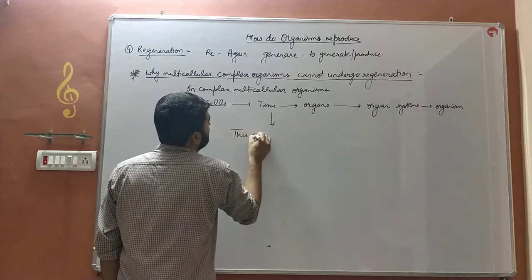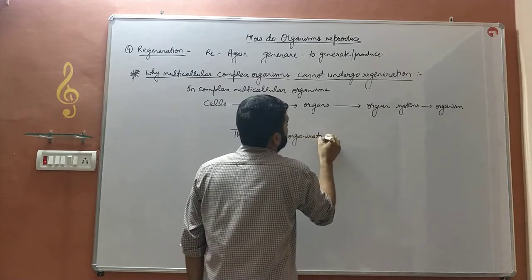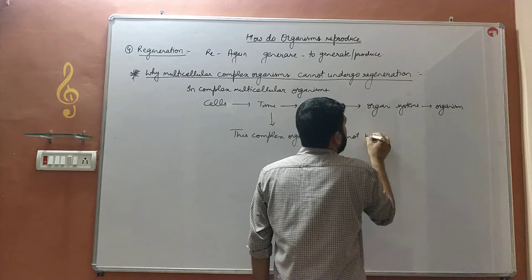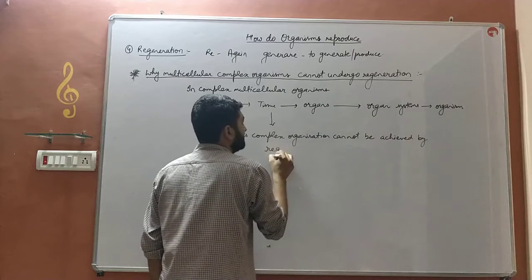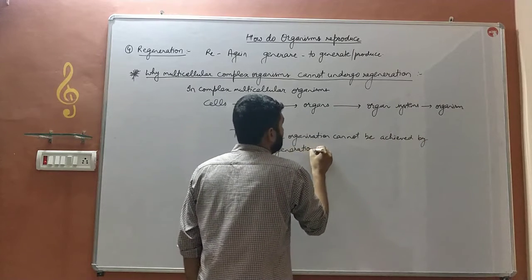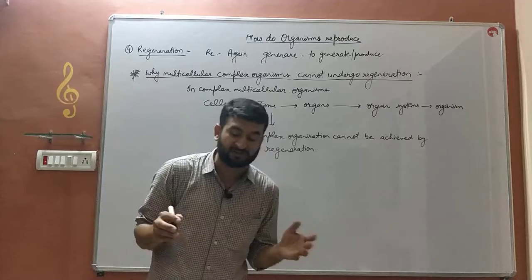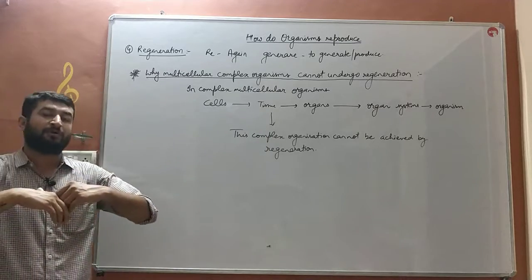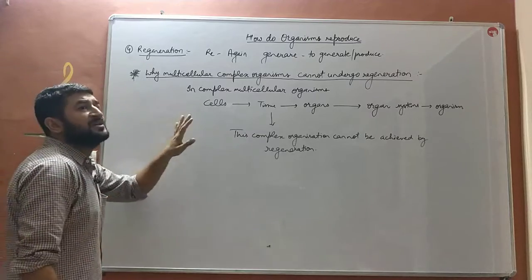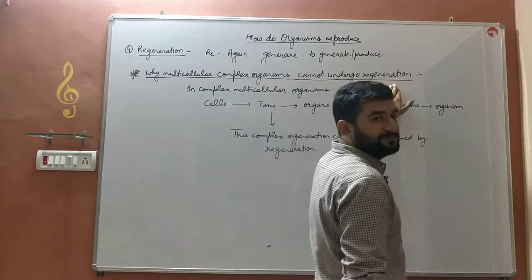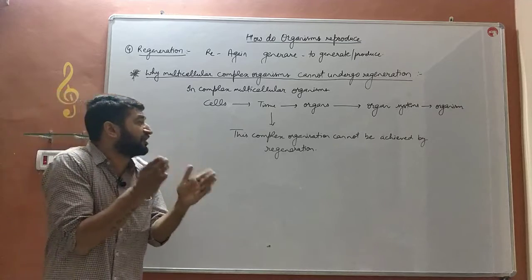This complex organization cannot be achieved by this method, by regeneration. That is the specific reason why complex multicellular organisms like humans, reptiles, mammals, and complex plants, monocotyledons or dicotyledons, cannot give rise to a young one by regeneration, because they have a very complex body organization, a very complex structural organization.